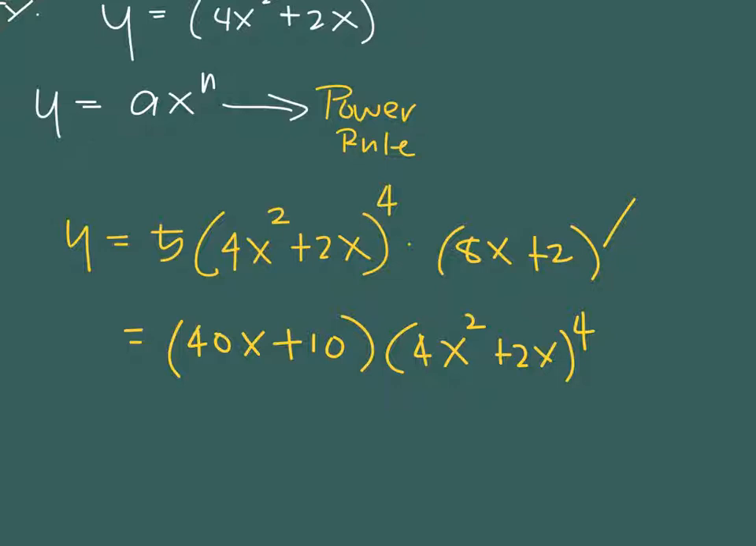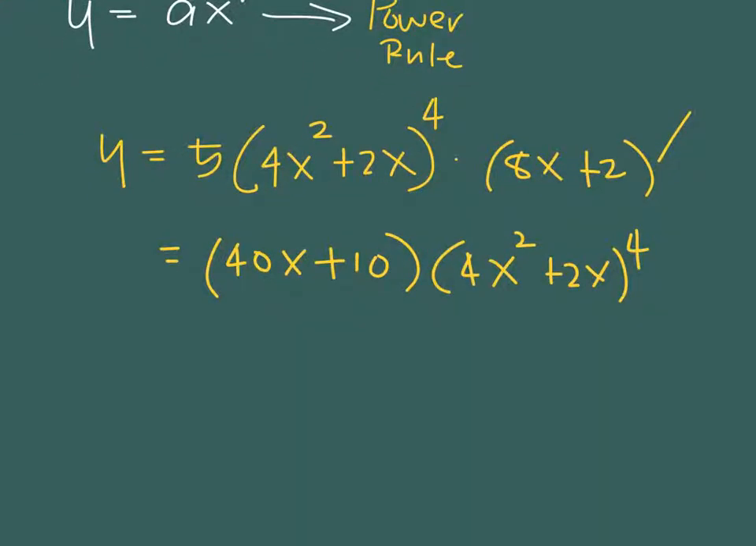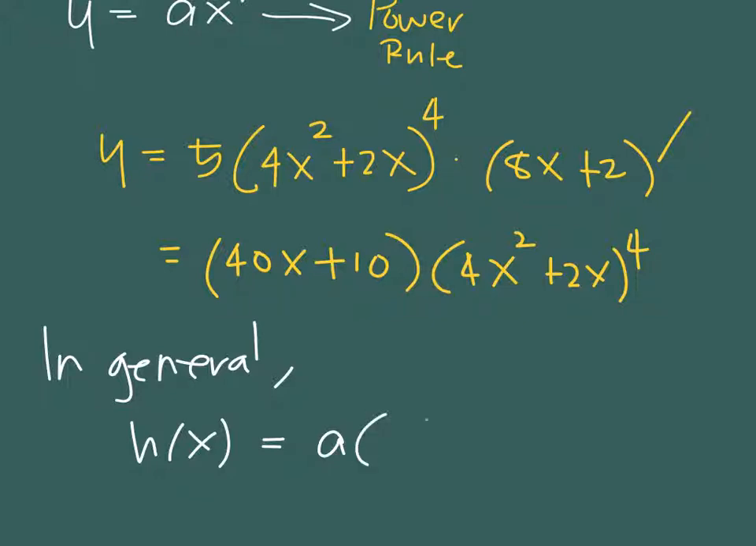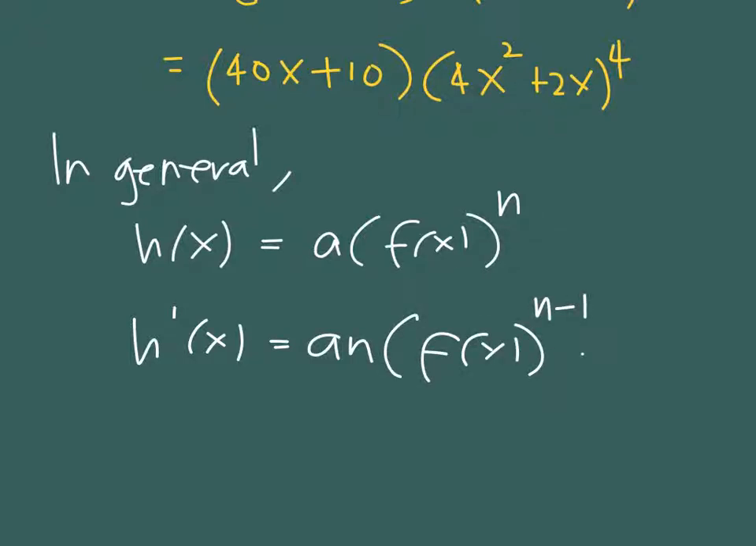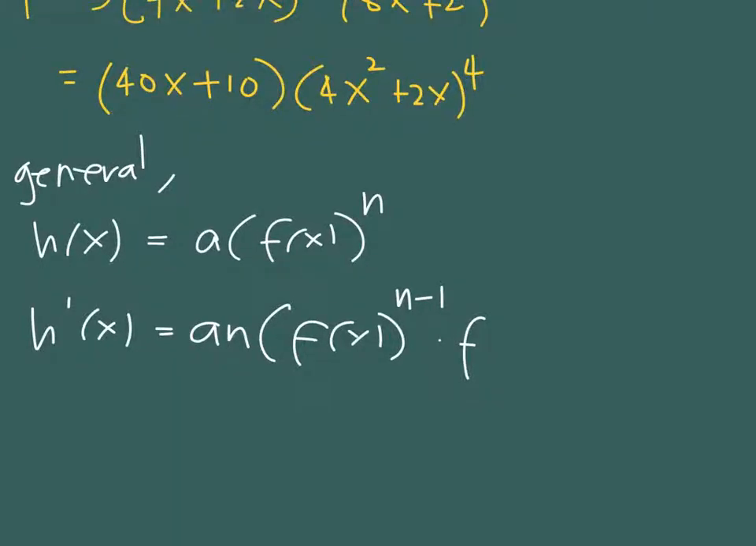Okay, so let's generalize. In general, if we have h of x, which came from a number a, f of x, which is raised to some n, the h prime of x is equal to a n, that's a times n, f of x raised to n minus 1, and then you always have to multiply by the derivative of f of x. So that's the general rule.